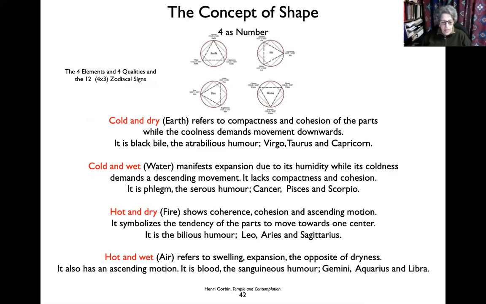Hot and dry, or fire, shows coherence, cohesion, and ascending motion. It symbolizes the tendency of the parts to move towards one center. It's the bilious humor, and in the astrological signs, it's Leo, Aries, and Sagittarius. Hot and wet is air, which refers to swelling, expansion, the opposite of dryness. It has an ascending motion. It is blood, the sanguineous humor, Gemini, Aquarius, and Libra in the zodiacal signs.